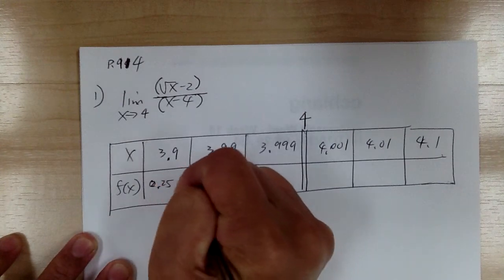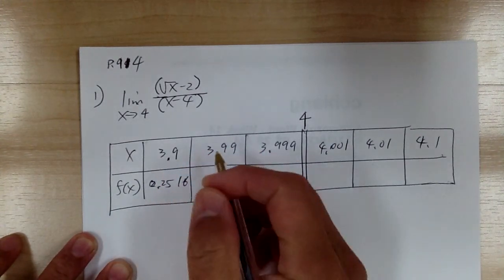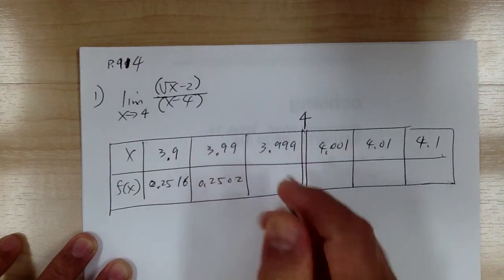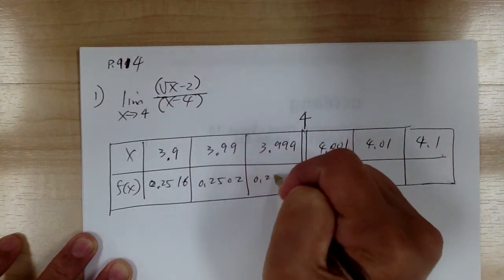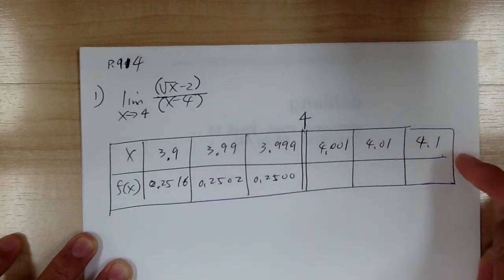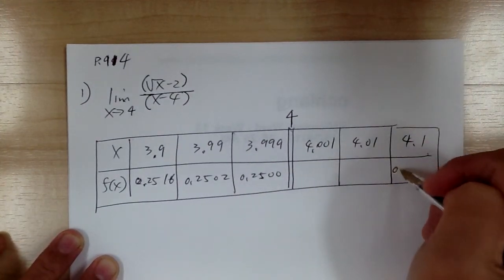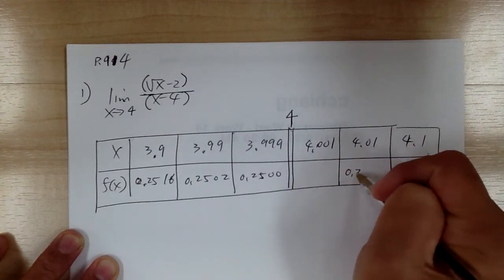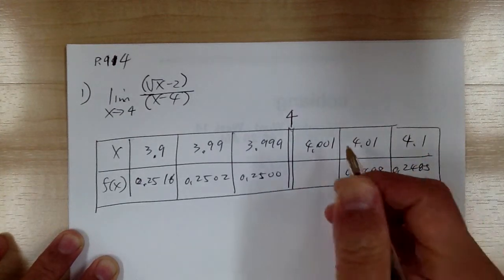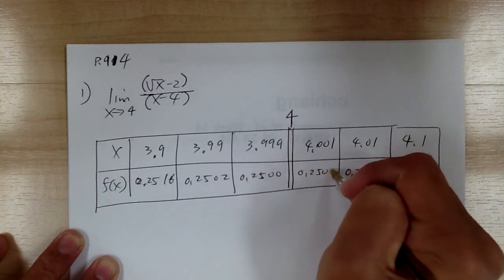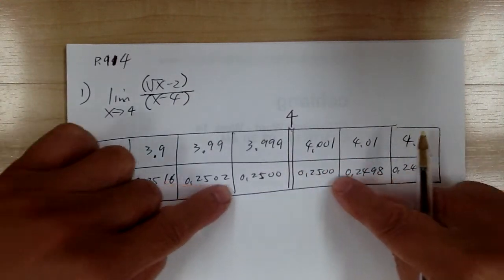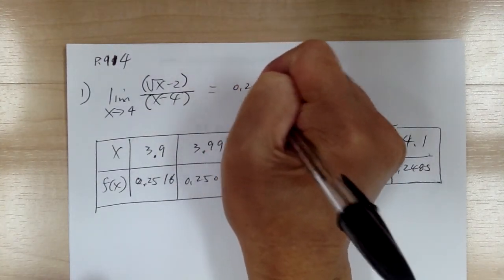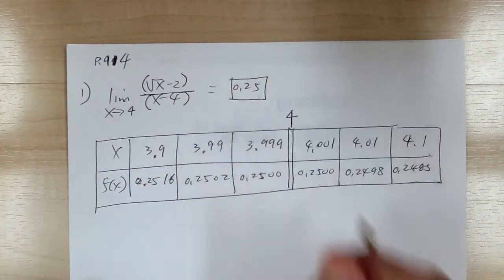this will give you 0.2516. Usually 4 decimal places would be enough. Again, you enter each one. This will give you 0.2502, and this one will give you 0.2500. And when you work this way in, you get 0.2485, and this one you get 0.2498, and the next one you get 0.2500. So as you can see, it approaches 0.25. So this will equal 0.25, for number 1.